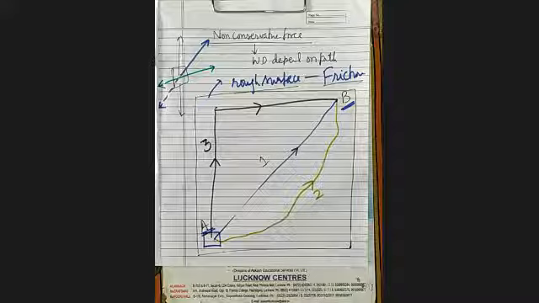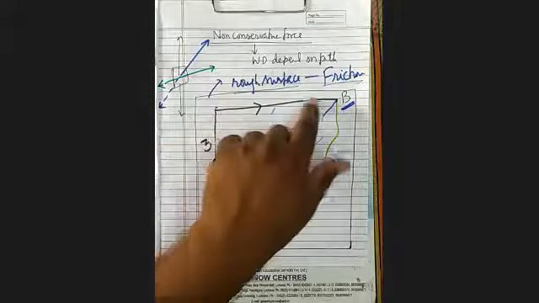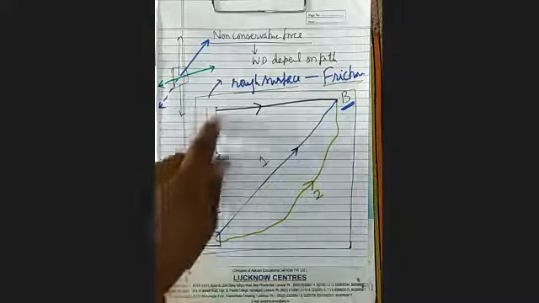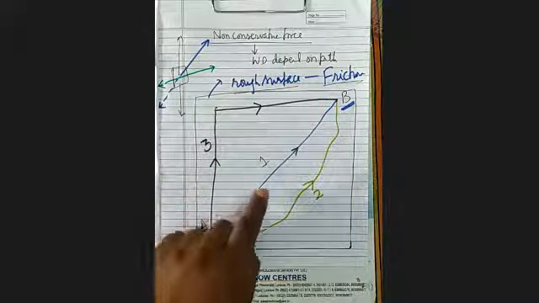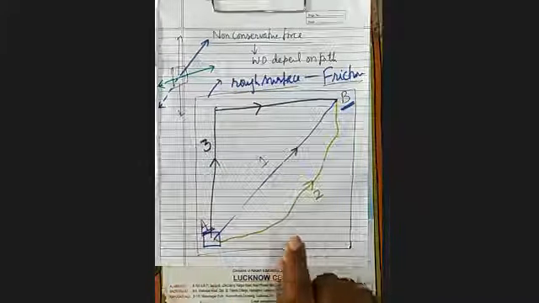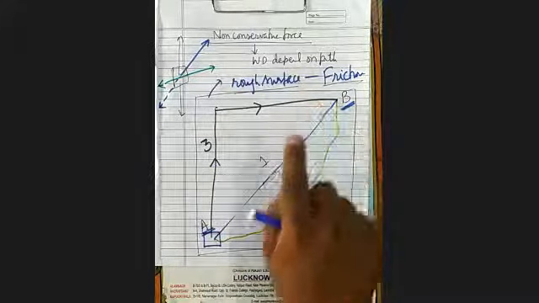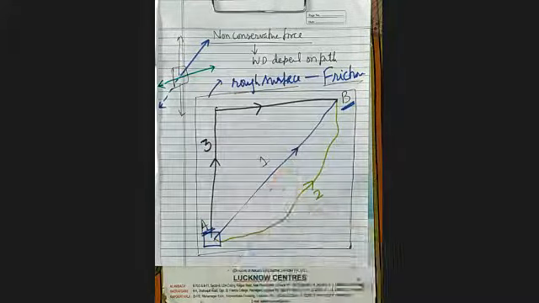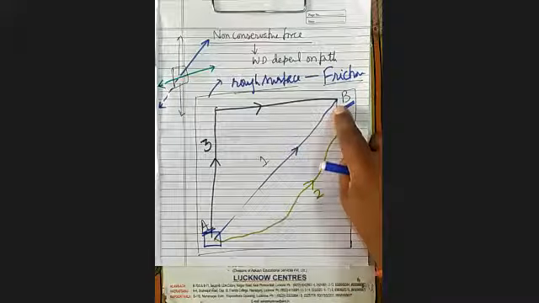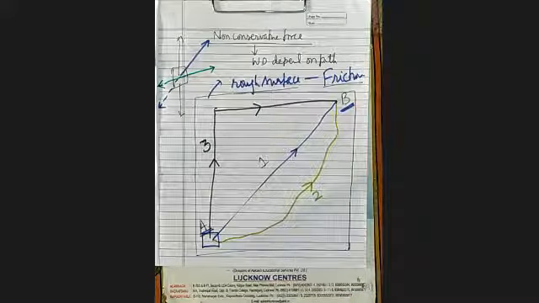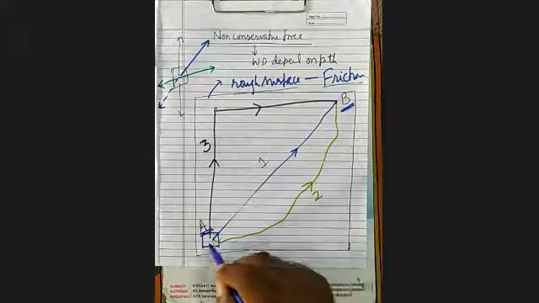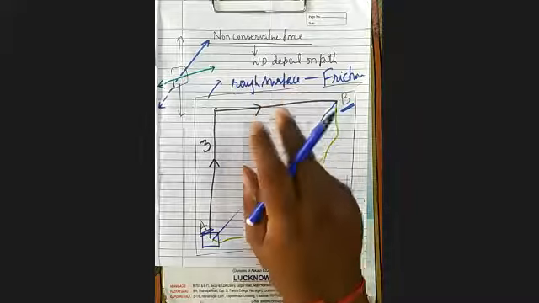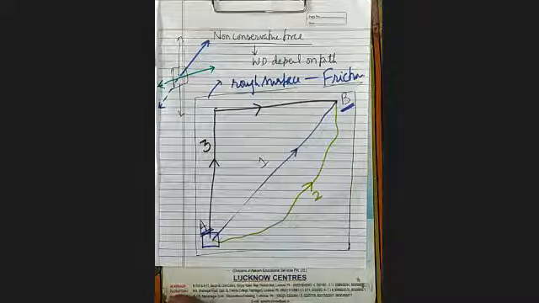And the second thing, since the work is done against friction, there will be more work in this case, because this path is longer among all the three. Among all the three paths, this path is longer. That's why here there will be more work. Here there will be least work. Is it clear? So this is the non-conservative force. In a non-conservative force, work done over a closed path will not be zero, because work depends upon the path.